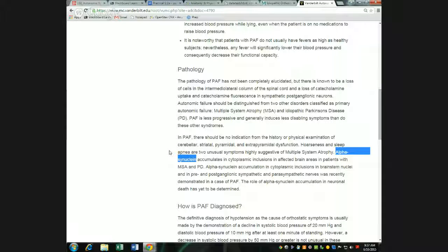or controlling blood pressure when you stand up. So that's sort of the root of what's going on.